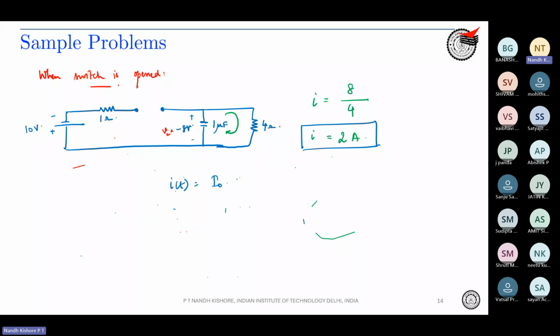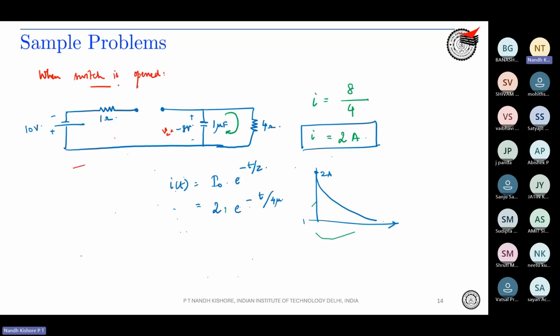And of course, the current would decay as I naught into e power minus t by tau. I naught is basically 2 amperes, that is 8 by 4, into e power minus t by tau. Tau will be RC, that is 4 into 1 micro. This is how the current would decay from 2 amperes. Did you understand what is happening?